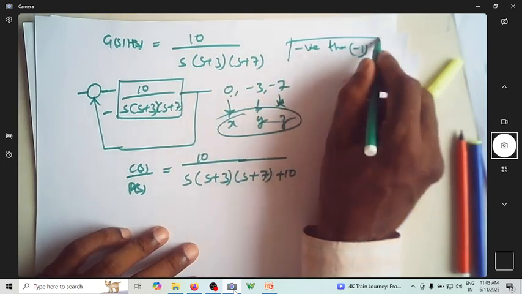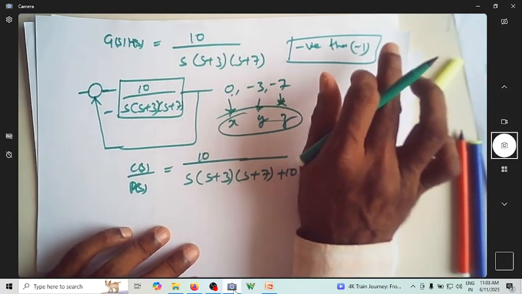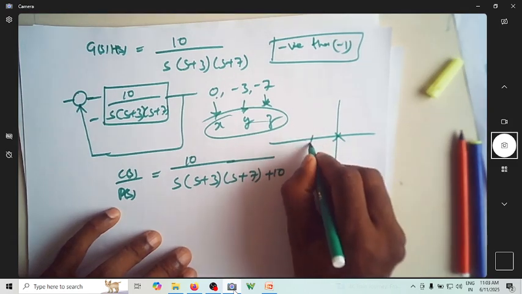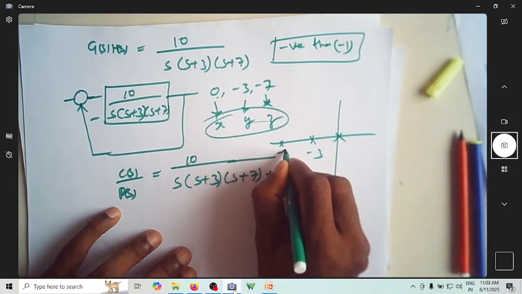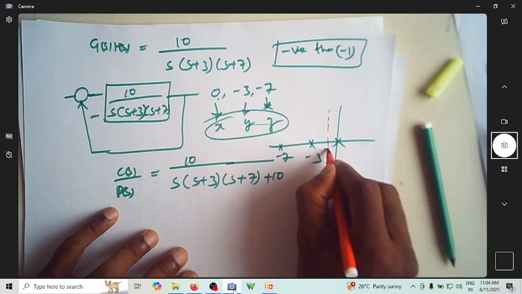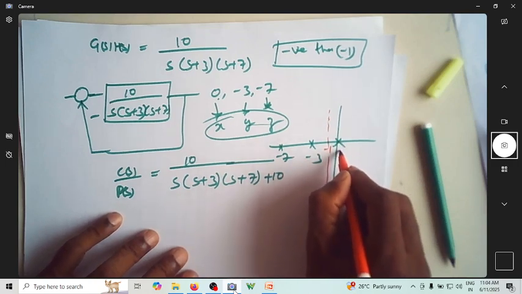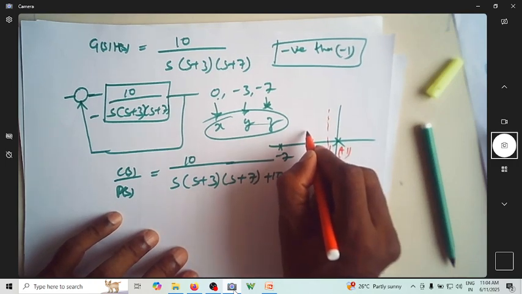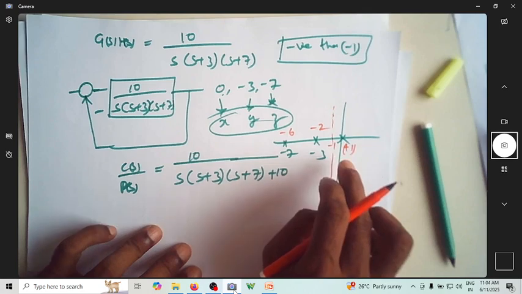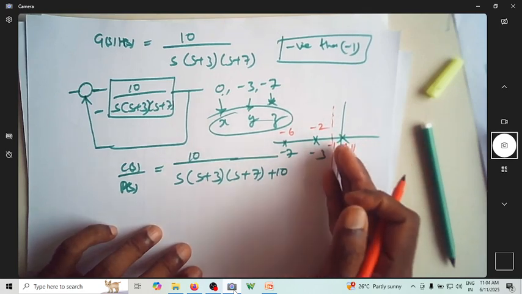So since the question given is, are they all more negative than minus 1 or not? This is usually how the poles are. The poles here are at minus 3 and minus 7. If I draw a line corresponding to minus 1, then this becomes plus 1, this becomes minus 2, and this becomes minus 6. The pole positions will change when I shift this origin from this to this.